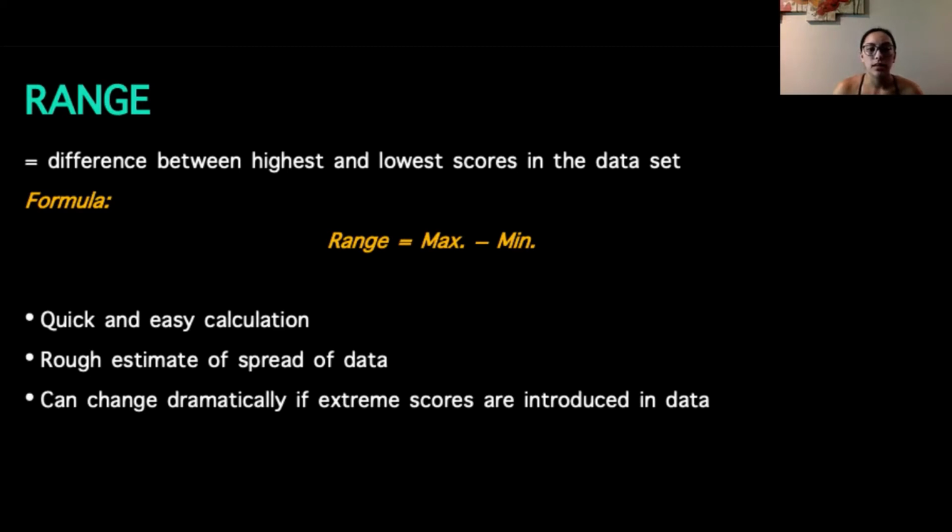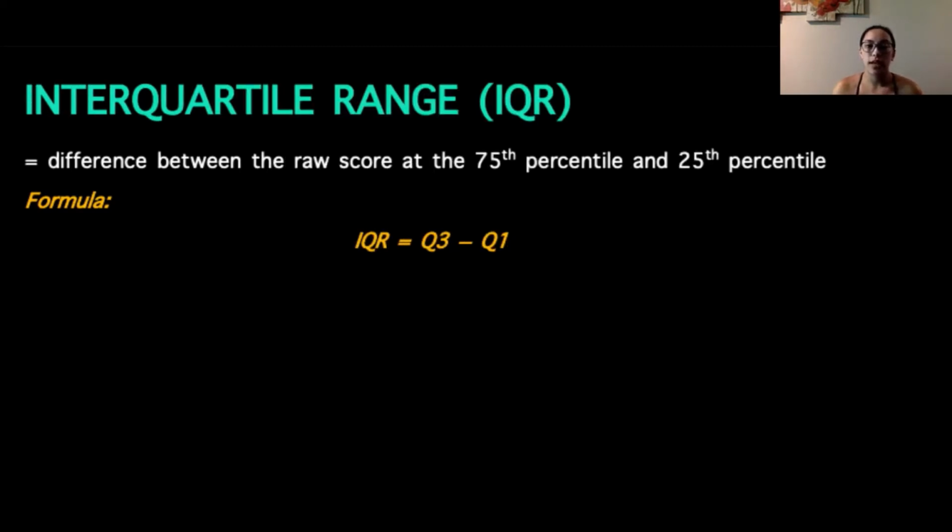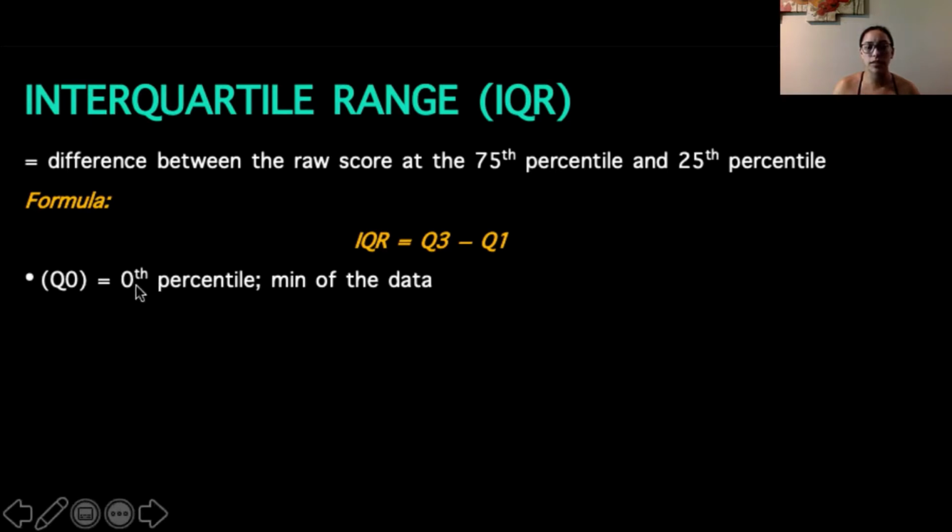The next measure of variability is our interquartile range. I will more commonly refer to this as the IQR. And this is the difference between the raw score at the 75th percentile and the 25th percentile. We associate the percentiles, 75th and 25th, with quartiles. So if we took our range of data and split it up into 4 different pieces, we would get Q0, which is associated with the 0th percentile. That would be the minimum of the data.